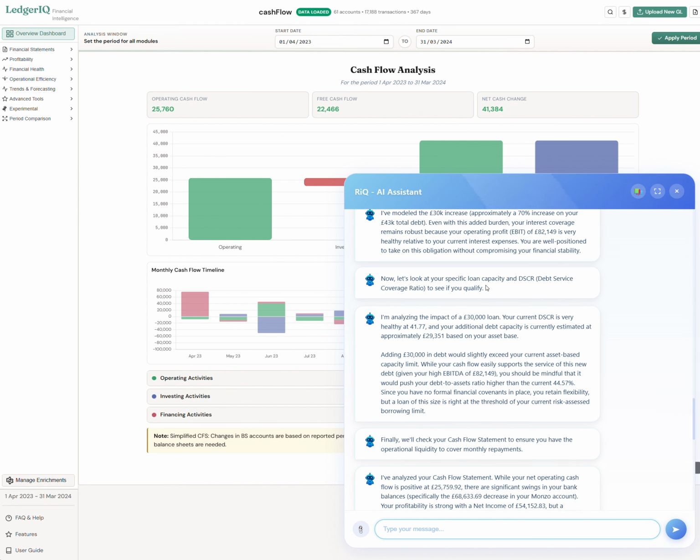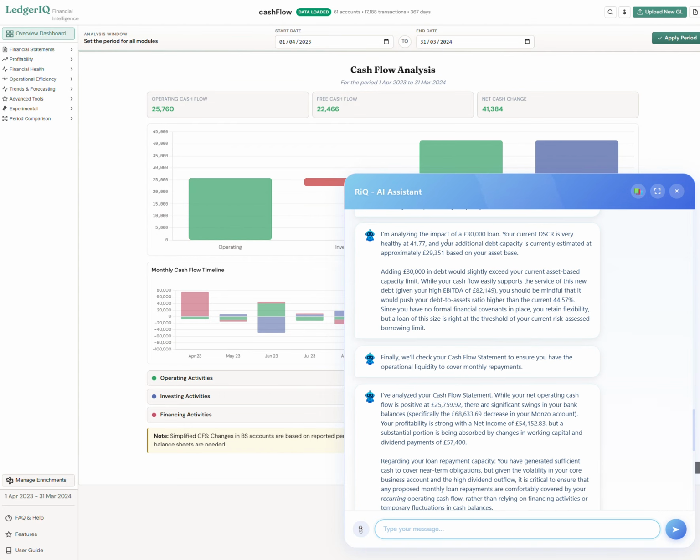Then it went to look at our specific loan capacity in DSCR, and analyzed the impact of a 30k loan. It says that we're healthy in that scenario. Adding 30k in debt would slightly exceed our current asset-based capacity limit. Whilst our cash flow easily supports the service of this new debt, you should be mindful that it would push your debt to assets ratio higher than the current 44.57%.